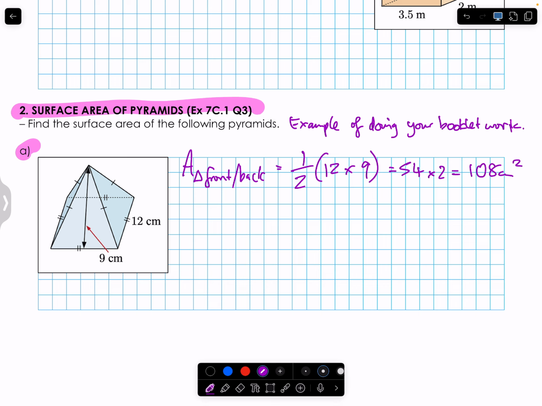Are there more triangles in that pyramid? Yeah? The left and right? Area, triangle, left, right. Are they the same triangles? Do they have the same base of 12 and the height of 9? So it's going to be half, 12 times 9, 54 times by 2. That maths you already did. What is the only shape left on this pyramid that I haven't worked out? The square at the base.